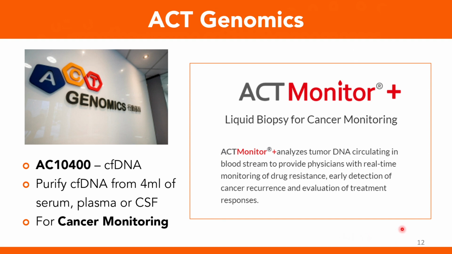Okay, and in Taiwan, we have a reference lab. Their name is ACT Genomics. Before, they used the Symphony system. And now, they have some problems: the cfDNA recovery rate is too low and it is not easy to do library construction. And they keep searching for different solutions.